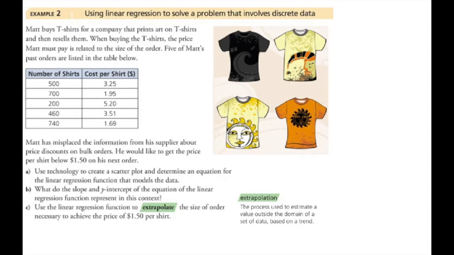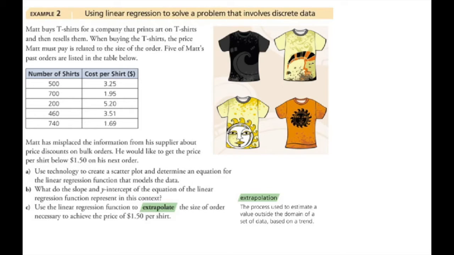So another example of creating an equation based on some data. Matt buys t-shirts for the company that prints on them and resells them. When he buys the t-shirts, obviously the bigger the order, the more cost in total, but the bigger the order, the smaller the cost per shirt. So you can see 500 shirts cost $3.25 each, 700 shirts cost $1.95 each, and so on.